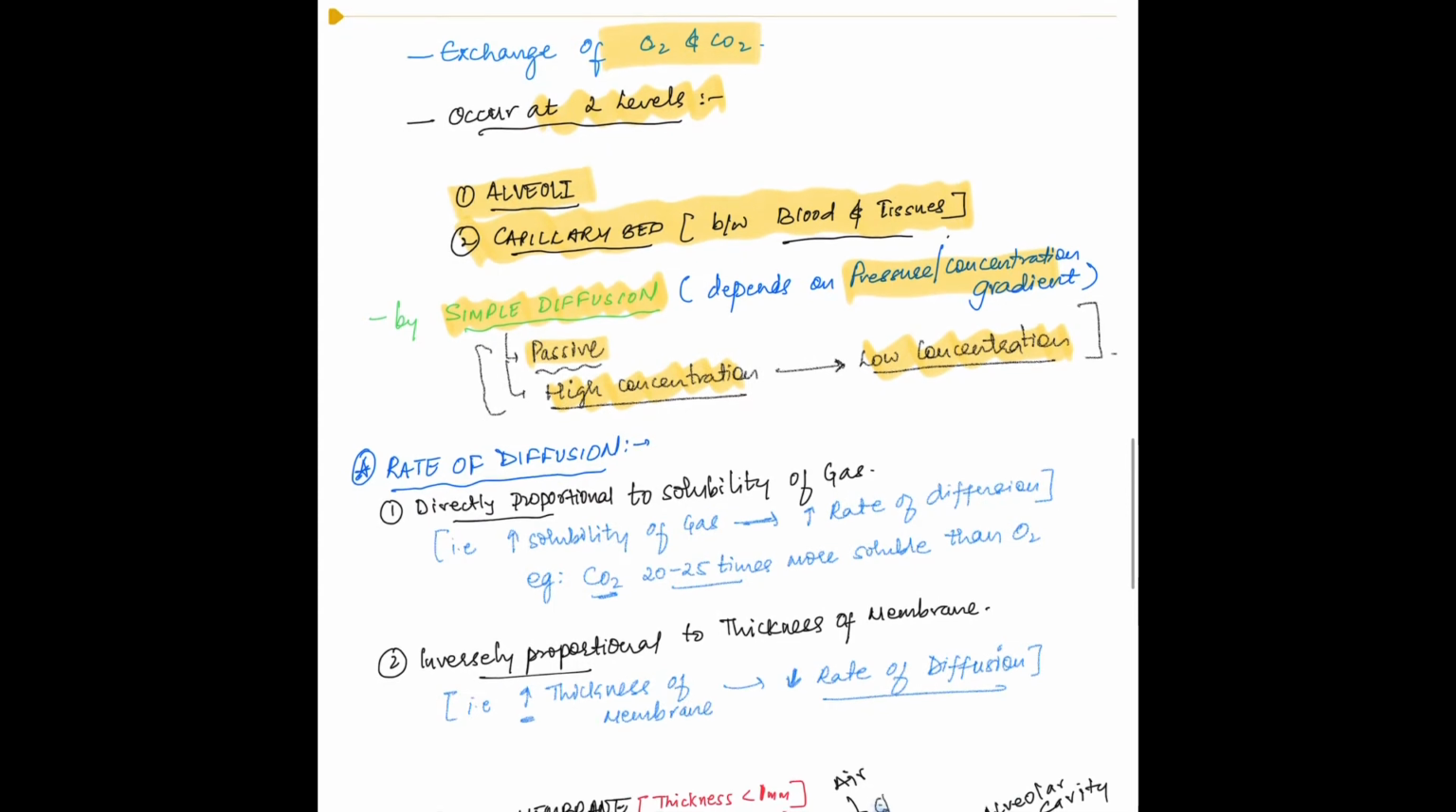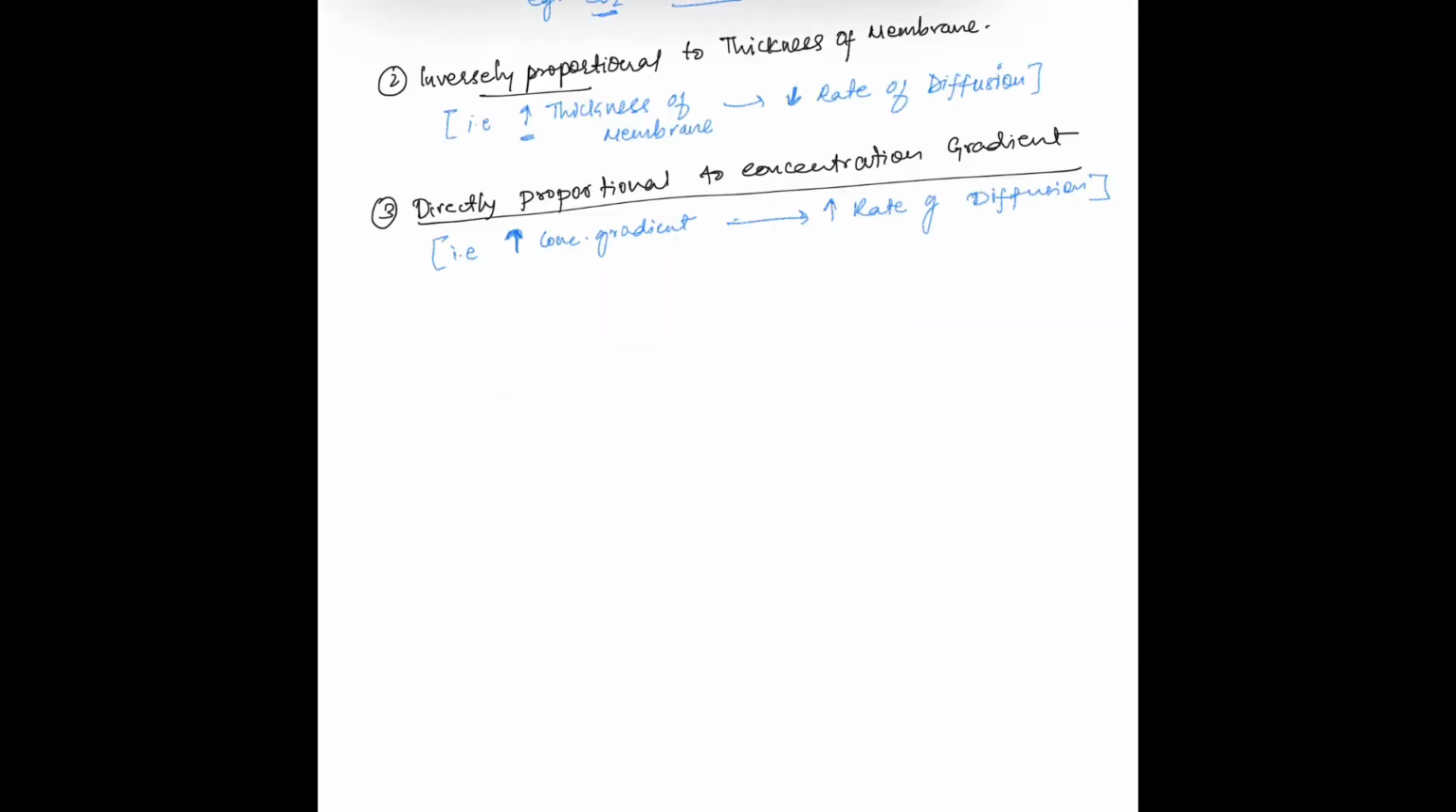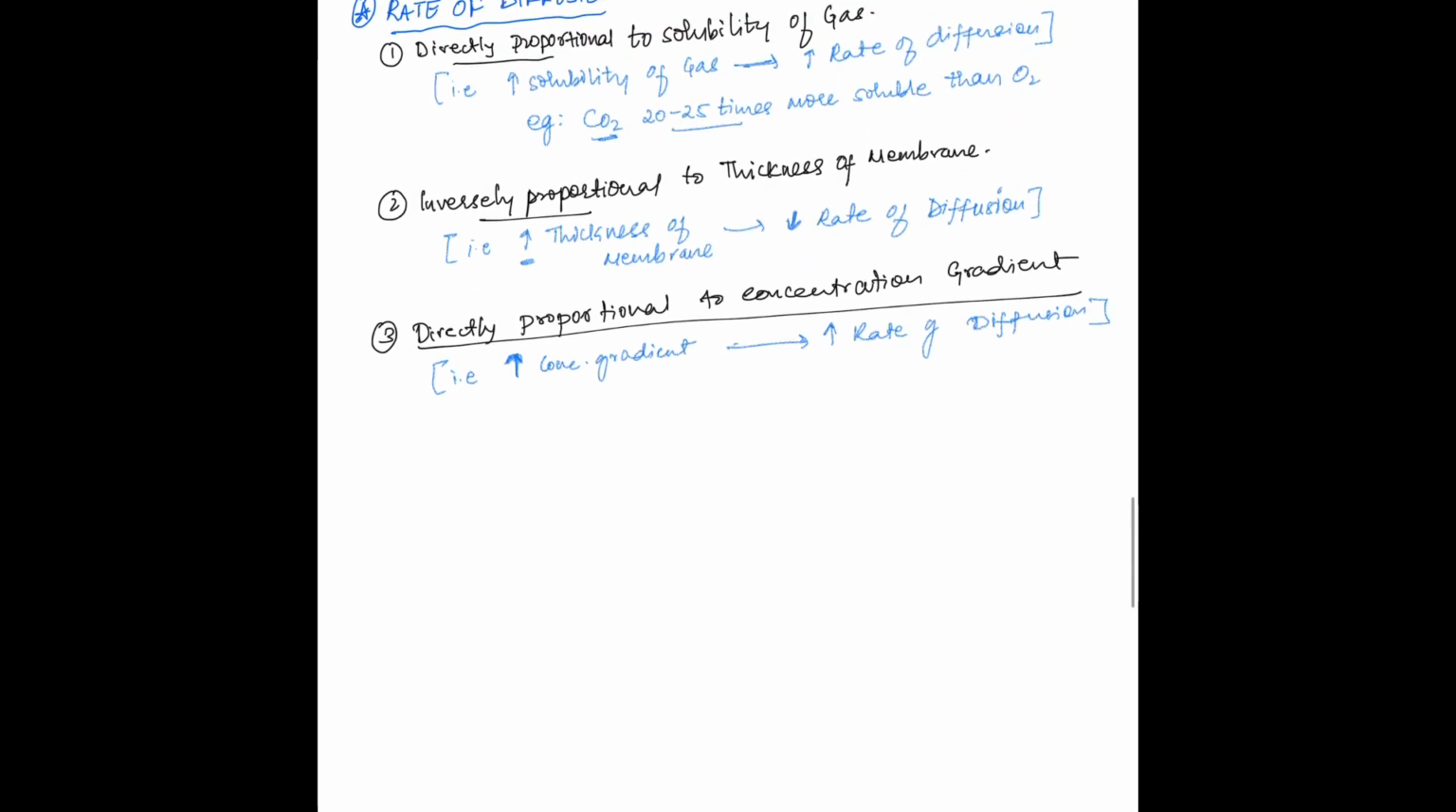Rate of diffusion depends on many factors like concentration gradient, solubility of gas, size of the particle which is diffusing, surface area of the membrane of diffusion, and the thickness of the membrane. So the rate of diffusion is directly proportional to the concentration gradient. Higher the concentration gradient, more is the rate of diffusion.